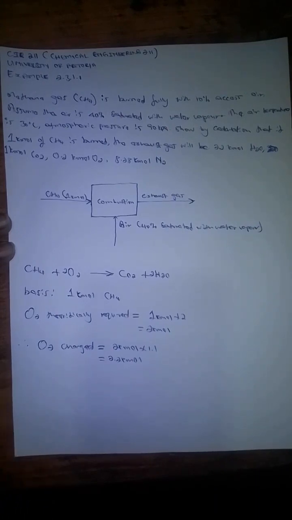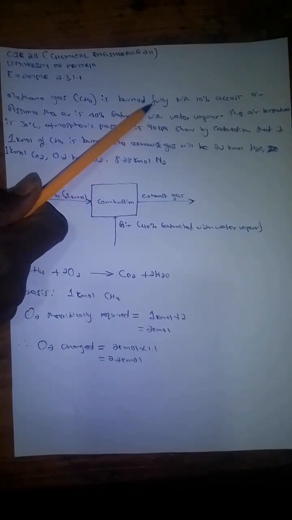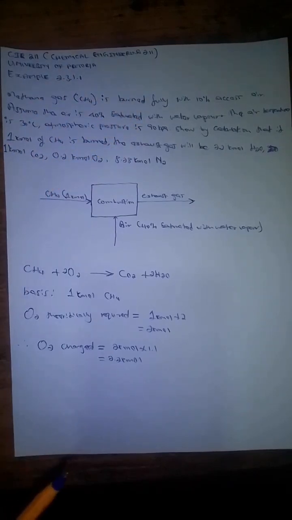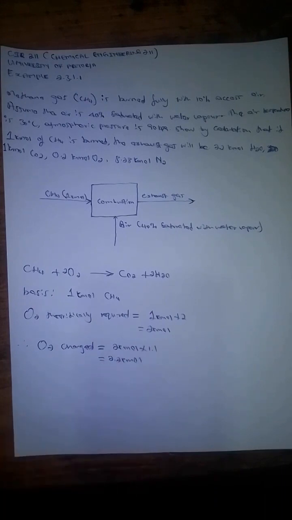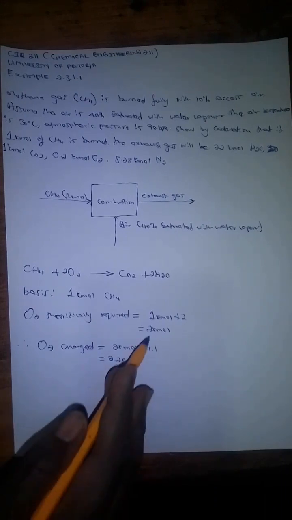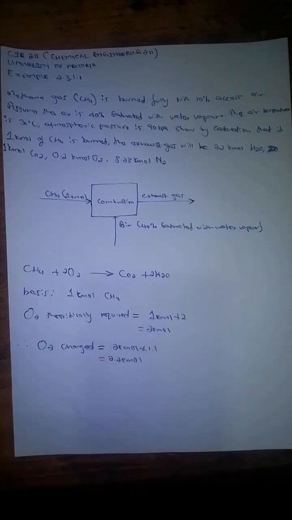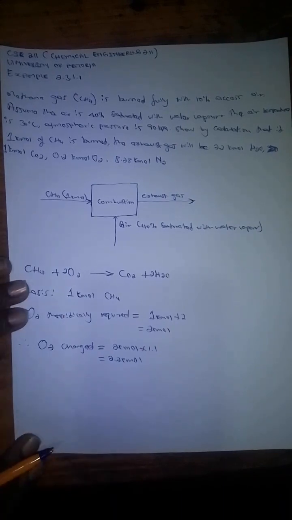At least by now we know how much oxygen was charged, and because we are told that the methane burns fully, we already know how much oxygen did react, and that is the oxygen that is theoretically required. So we have the information that 2.2 kilomole was charged and 2 kilomole reacted. So automatically it gives us an idea that 0.2 kilomole of oxygen did remain. But then, let's keep continuing.